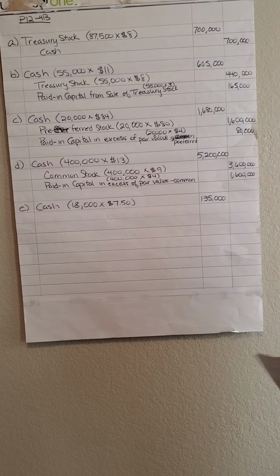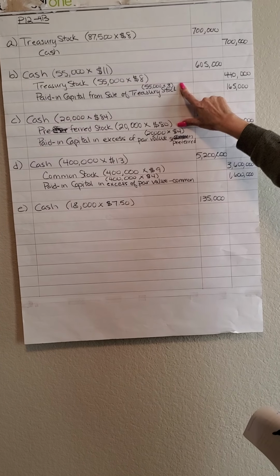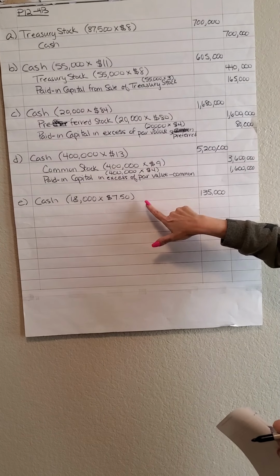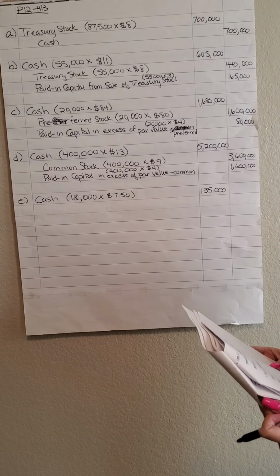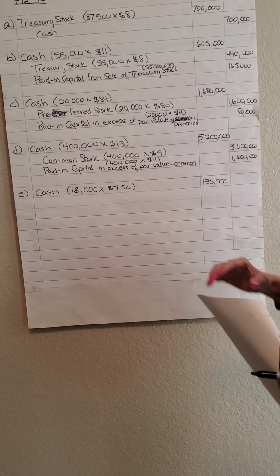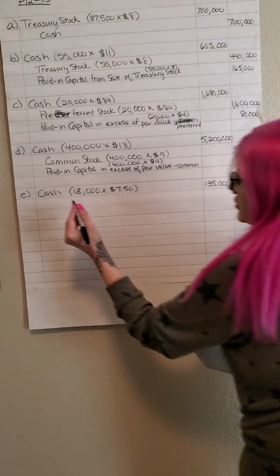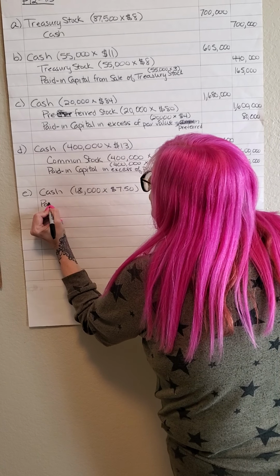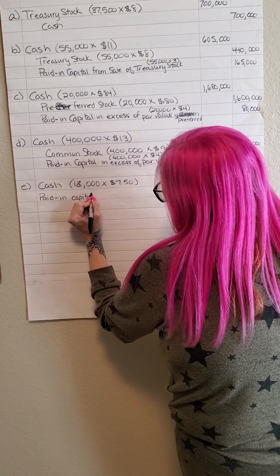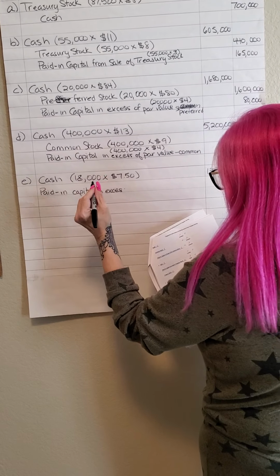And you'll notice here that unlike in this transaction here, where we sold the treasury stock for more than we paid for it, in this situation, we actually sold it for less than what we paid for it. So here, what we're going to do is instead of crediting the paid in capital from sale of treasury stock, we're going to debit that account. So that's going to be a debit to paid in capital from sale of treasury stock.